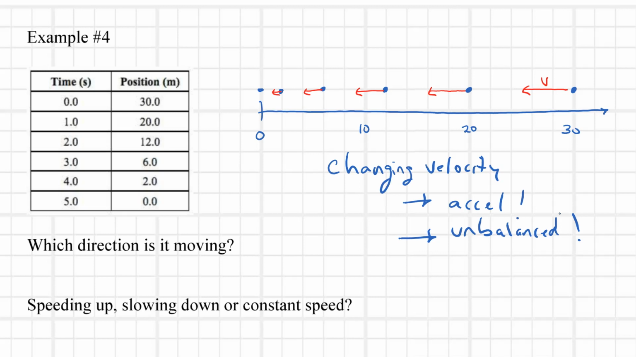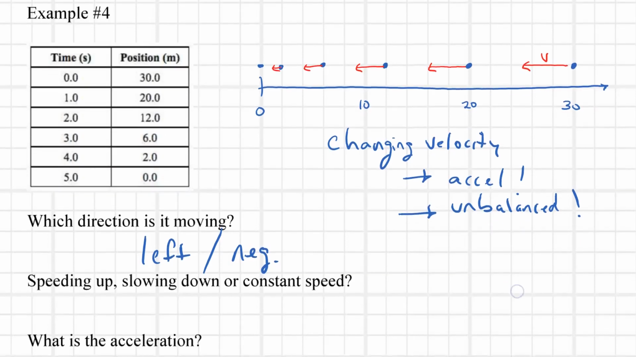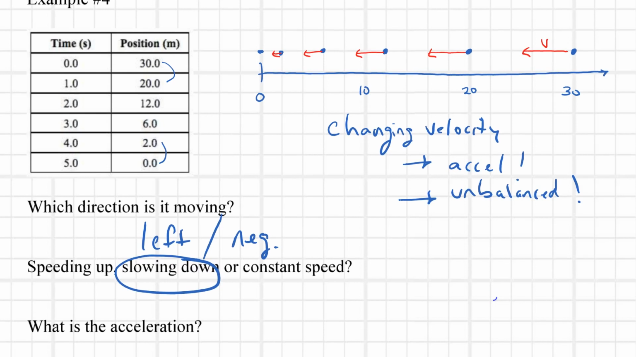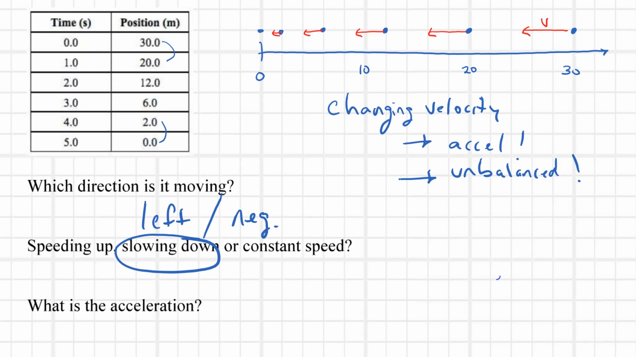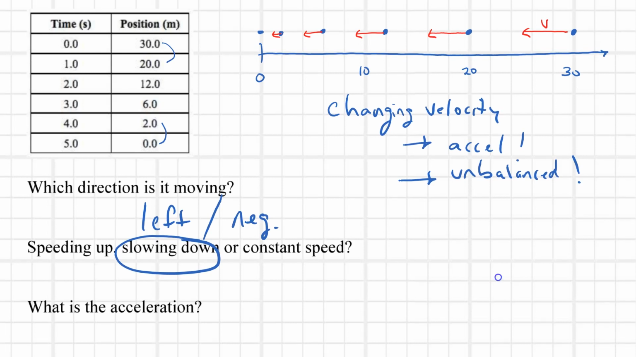Which direction is it moving? Well, now that I made the motion map, it's a lot easier to see the fact that it is moving to the left, or we could say in the negative direction. Is it speeding up, slowing down, or a constant speed? It is slowing down because it was going quickly. In the first second, it averaged 10 meters per second. At the end, it's only averaging 2 meters per second. So I'm going to say it is slowing down. What is the acceleration? I don't think we can get an actual number necessarily here. I think the acceleration is negative.